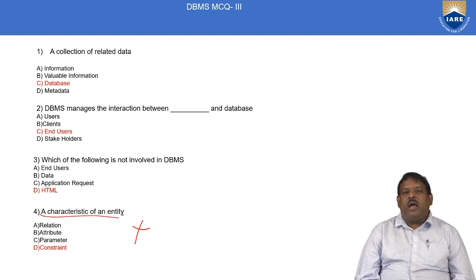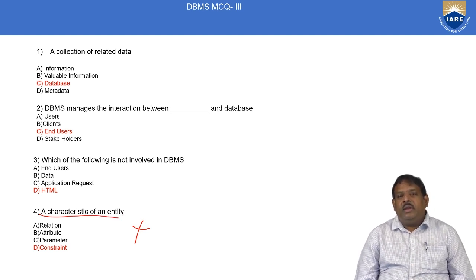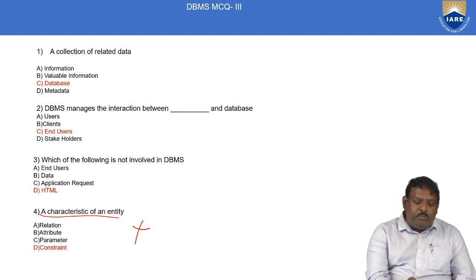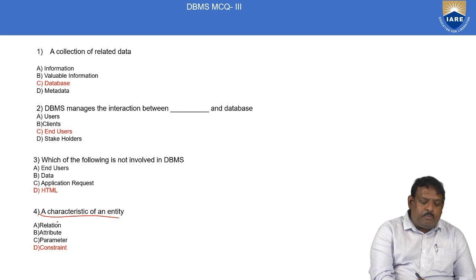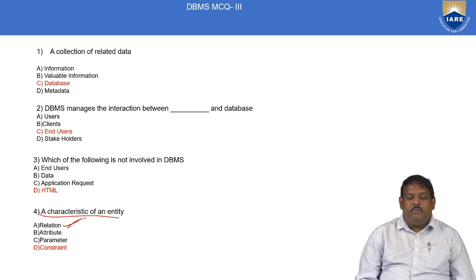What is the characteristic of the entity? I was thinking an entity will have a relation. But here it seems that relation is not the right answer. So they have said constraint, but I'm not sure. I thought it should be a relation, so the possible answer could be a relation. We'll discuss this when we proceed further.